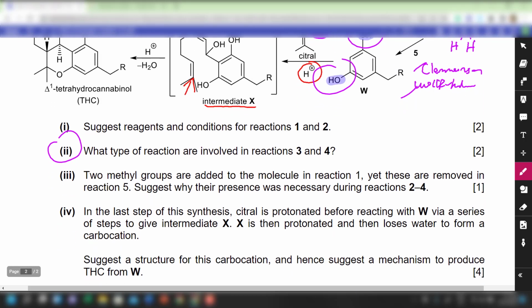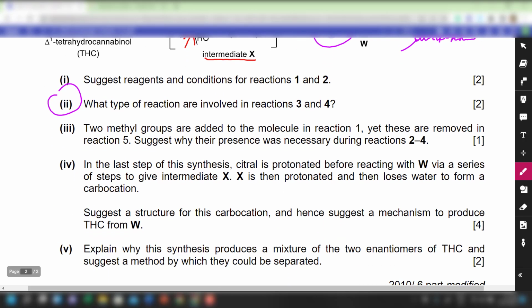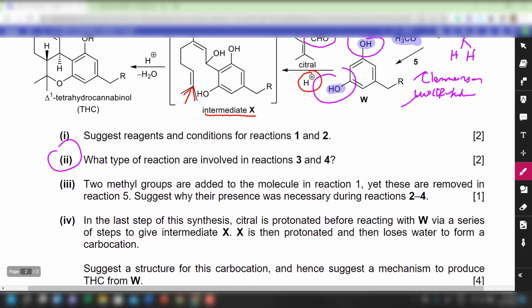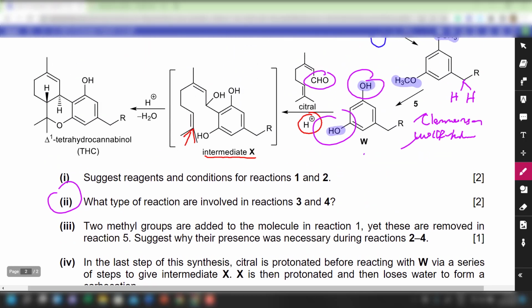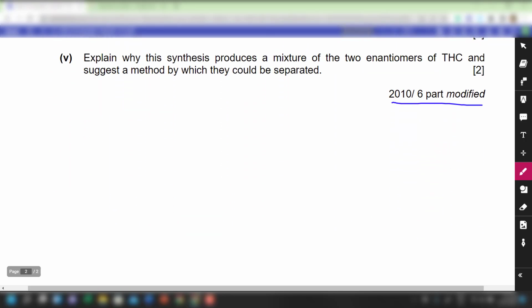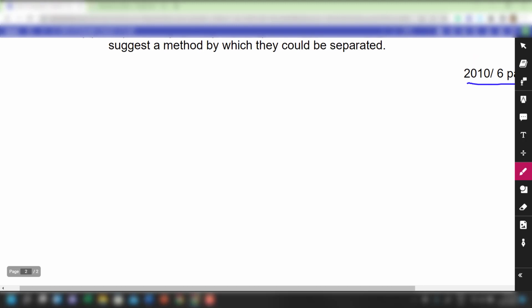Then you were told that it reacts via a series of reactions to give intermediate X, and the X is then protonated and then loses water to form a carbocation. You were told to suggest a structure for the carbocation and hence a mechanism to produce THC from W. So we want the mechanism from W all the way to THC. So right now, how are we expecting this to work? The first steps, I'm just going to illustrate for you the mechanism.